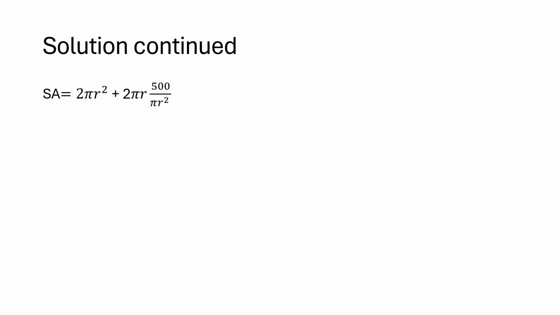Let me just quickly grab a marker. So what we do at this stage is we cancel out the r, and then just remove this power. Then we cancel out our pi, and then 2 multiplies the 500, agreed? 2 multiplies the 500.